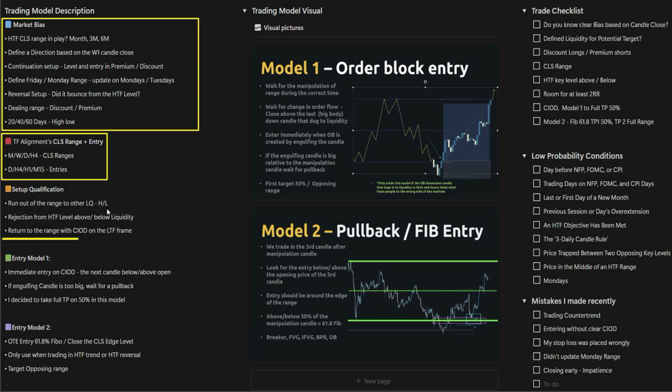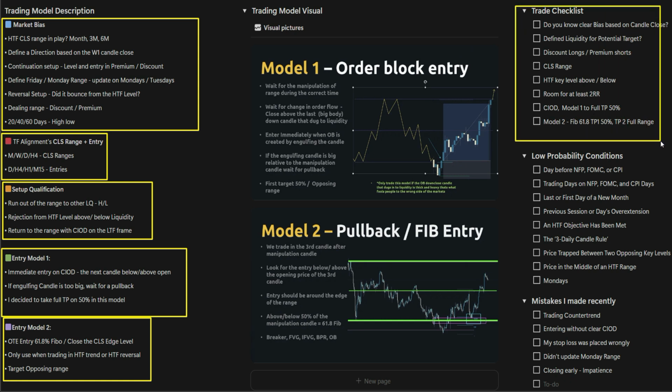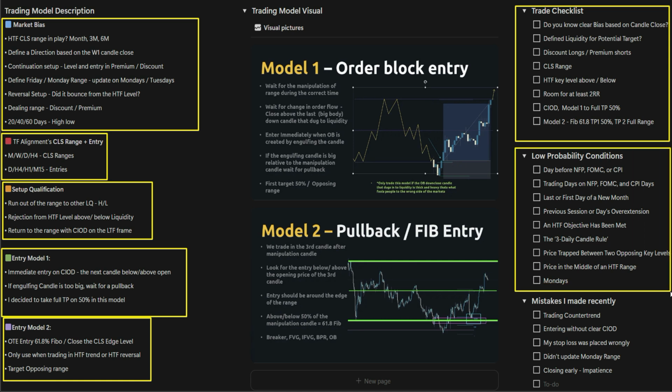Setup qualifications, right? We run only 2 trading setups, right? Entry model number 1, entry model number 2, right? There are definitions, right? Also, I got a trade checklist. Currently, I'm not looking at this before every trade, right? Ticking it off. But for beginners, it's definitely a great thing, right? Also, I defined my low probability conditions, when I'm not trading, and by sticking to it, it saves me a lot of mistakes.